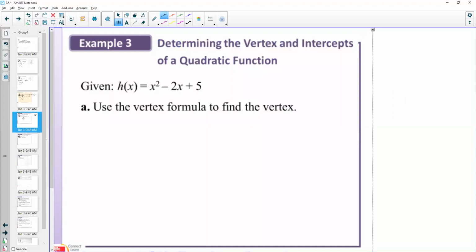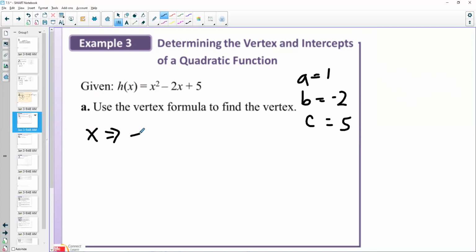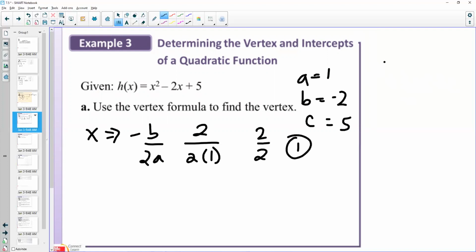So we're going to use the vertex formula here. First, we're going to lay out: I know that a is 1, I know that b is -2, I know that c is 5. In order to find the x-coordinate, I need to do -b over 2a. Well, -b is -2, which is just 2. 2 times a is 1. So that would be 2 over 2, which is the same as 1. So the x-coordinate in my vertex is 1.